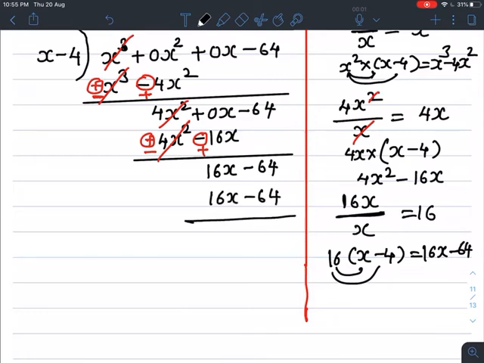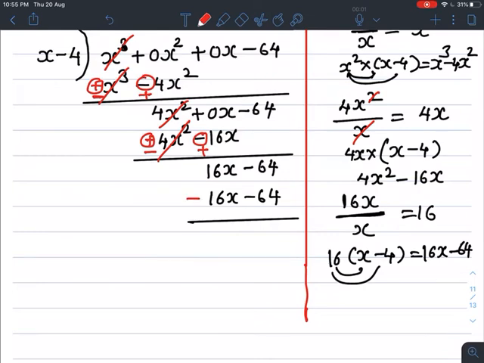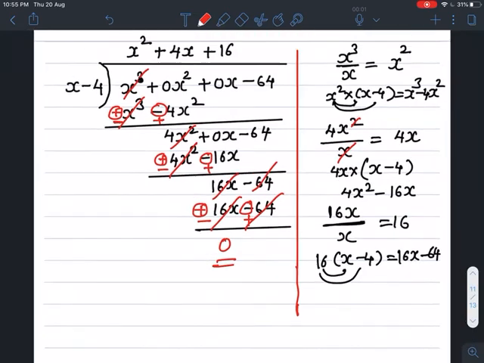So now subtraction. Subtract means you have to change the sign. So I will change the sign. Plus 16x becomes minus, minus 64 becomes plus. If you observe, 16x minus 16x is 0, minus 64 plus 64 is 0, means 0 plus 0 addition is always 0. So the remainder here is 0.